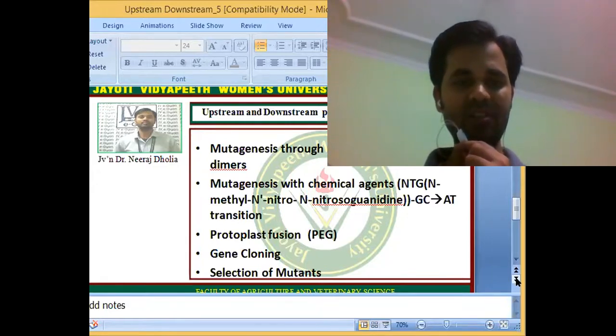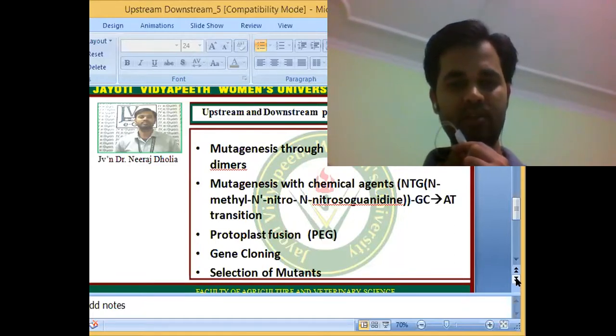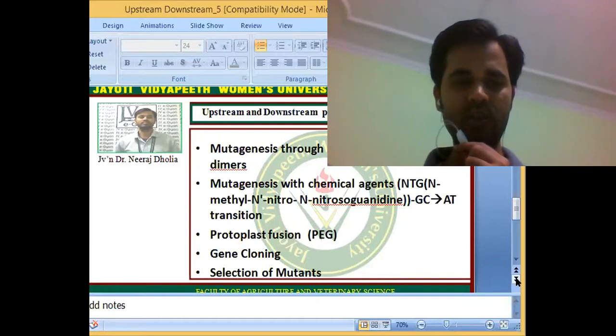Next, mutagenesis with chemical agents. For example, NTG, that is N-methyl-N'-nitro-N-nitrosoguanidine. What it does is a transition, so the GC base pair of the nucleotide is replaced with AT. Okay, so this is called mutation through chemical agents.